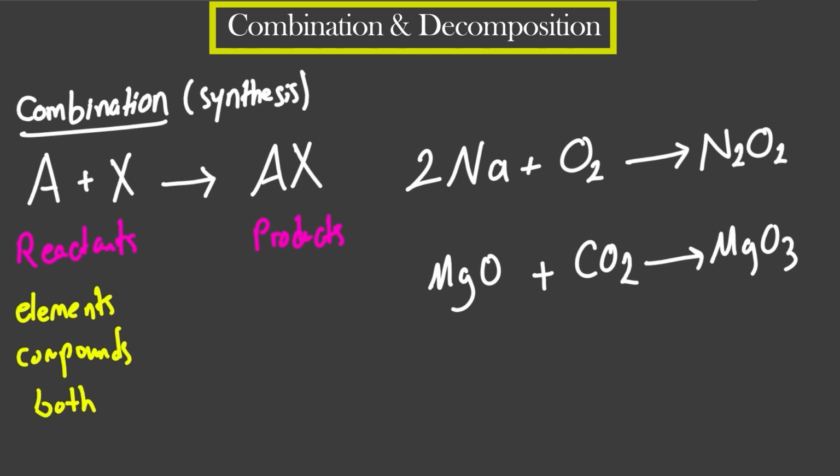What remains is the decomposition reaction, which is exactly the reverse of the reactions that we discussed. If you just take the reaction to the left side and break down the magnesium carbonate into its components, the magnesium oxide and the carbon dioxide, that's called the decomposition reaction.